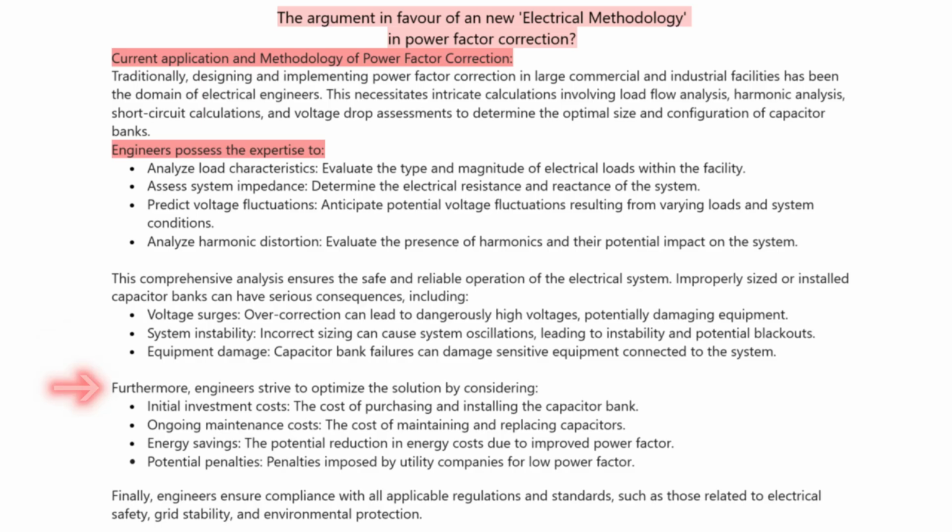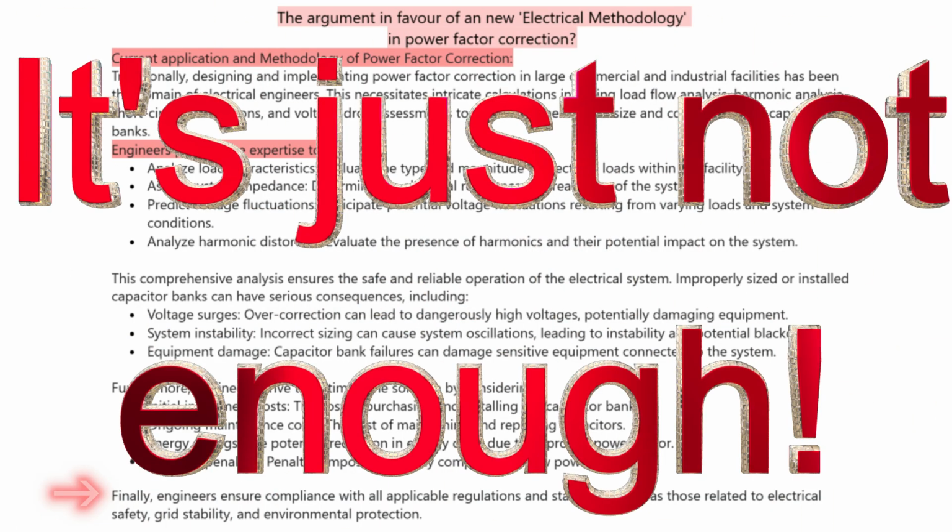Furthermore, engineers strive to optimize the solution by considering the initial investment costs, the cost of purchasing and installing the capacitor bank, ongoing maintenance costs, the cost of maintaining and replacing capacitors, energy savings, the potential reduction in energy costs due to improved power factor, and potential penalties. Penalties imposed by utility companies for low power factor. And finally, engineers ensure compliance with all applicable regulations and standards such as those related to electrical safety, grid stability, and environmental protection. But it's just not enough.